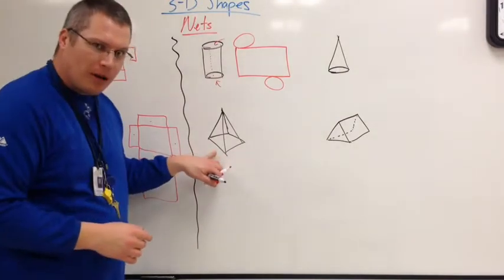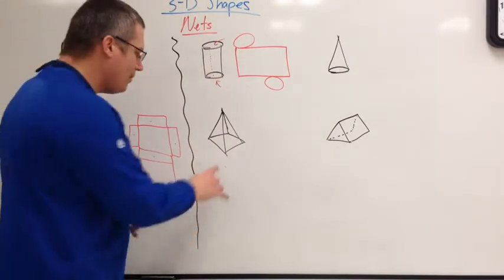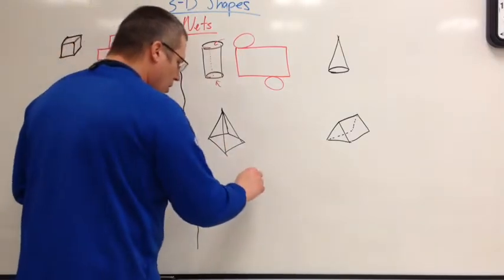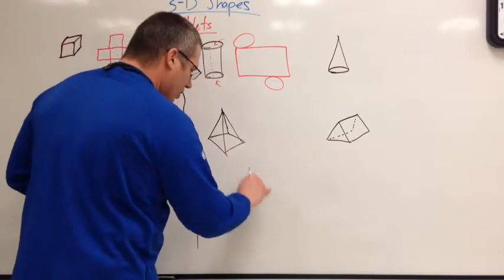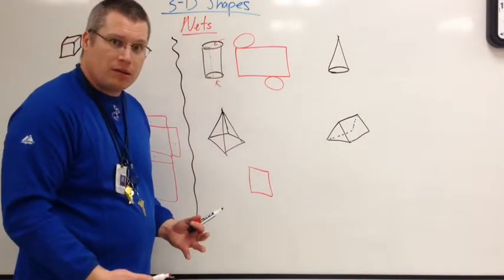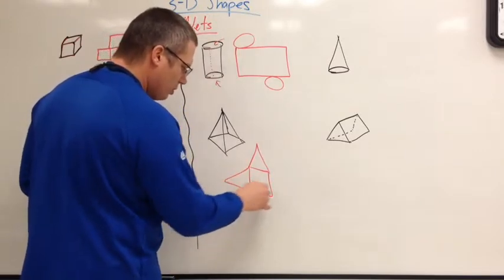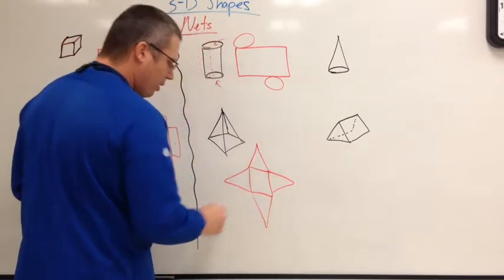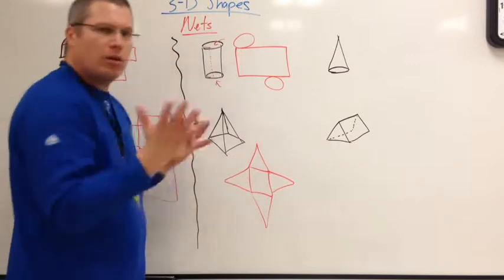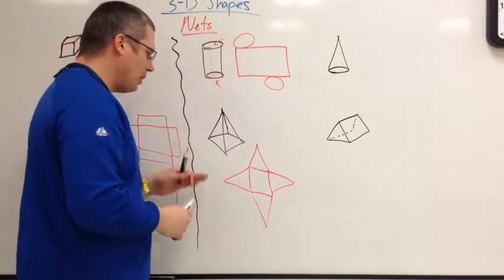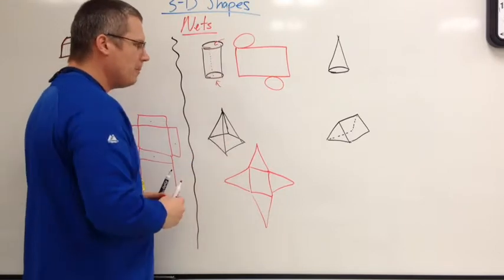A square pyramid, or a rectangular pyramid. Why? Because the bottom shape, the base, is a rectangle. If you flatten this out, you would have the rectangular base. How many triangles? 1, 2, 3, 4. Each triangle would fold up to the middle and make a pyramid. A rectangular pyramid.